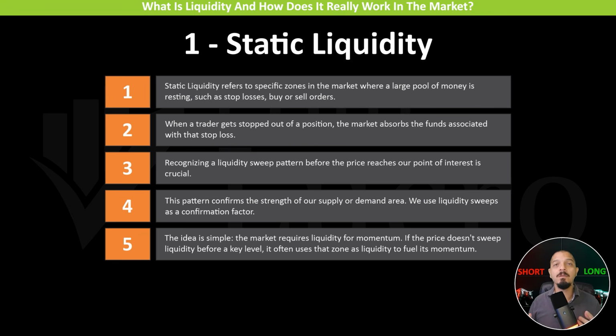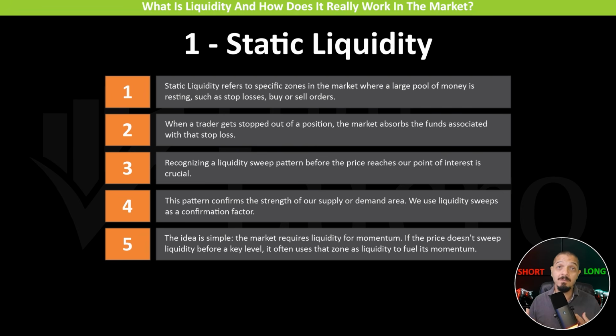Static liquidity refers to specific zones in the market where a large pool of money is resting, such as stop losses or buy and sell orders. When a trader gets stopped out of a position, the market absorbs the funds associated with that stop loss. Recognizing a liquidity sweep pattern before the price reaches our point of interest is crucial. This pattern confirms the strength of our supply or demand area. We use liquidity sweeps as a confirmation factor.